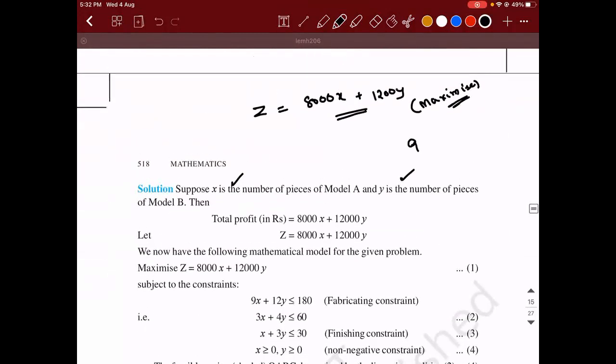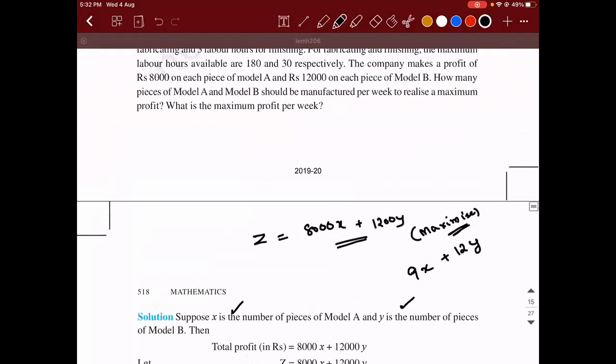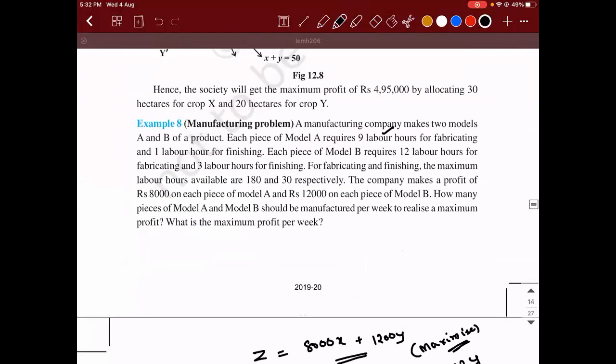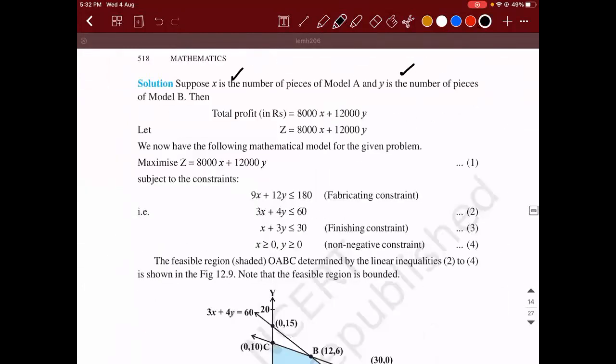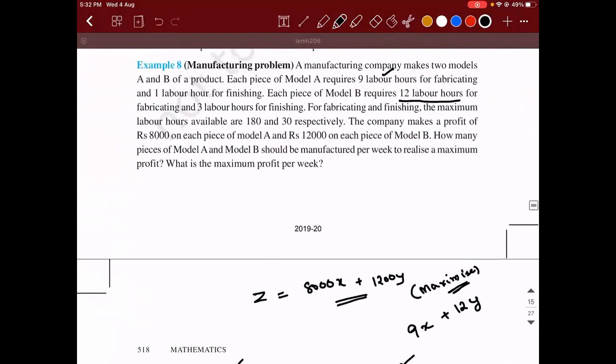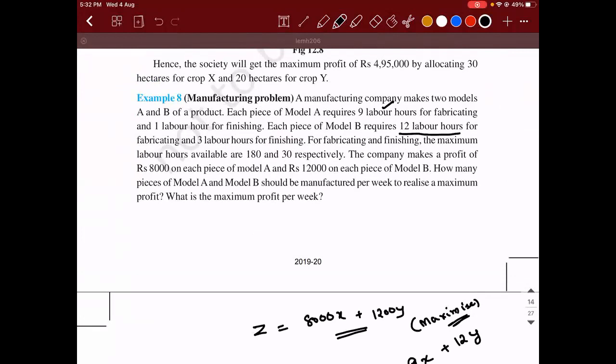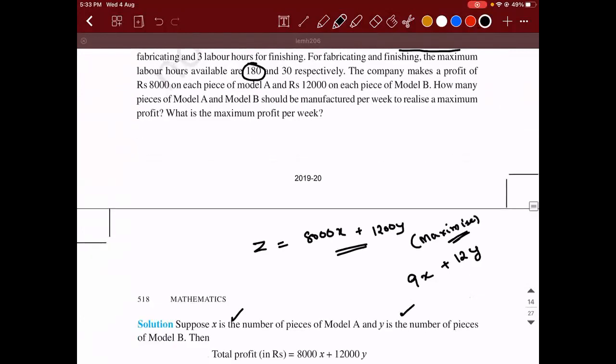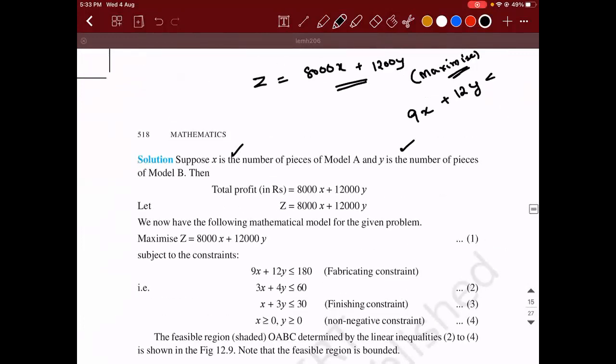So you need 9 labor hours for X and 12 labor hours per Y. That's what they're saying, no? 9 labor hours for manufacturing A and 12 labor hours for B, such that this is for fabricating, guys. So for fabricating, the maximum labor hours are 180. What do you mean by maximum? Less than or equal to 180. So this is the fabricating constraint.